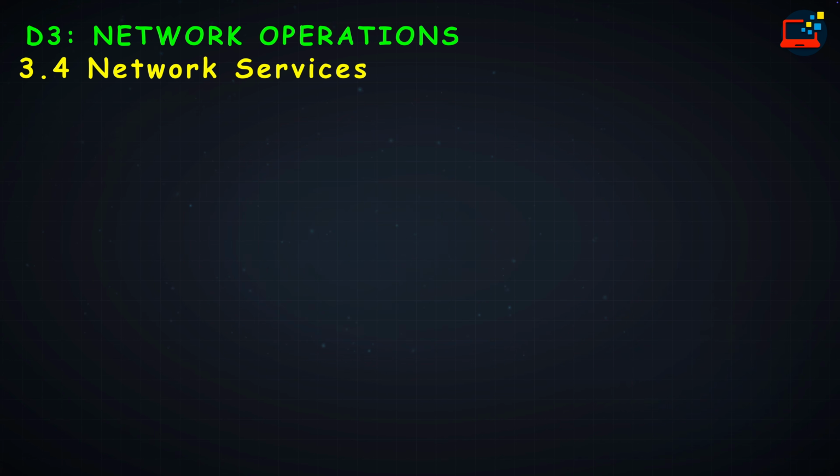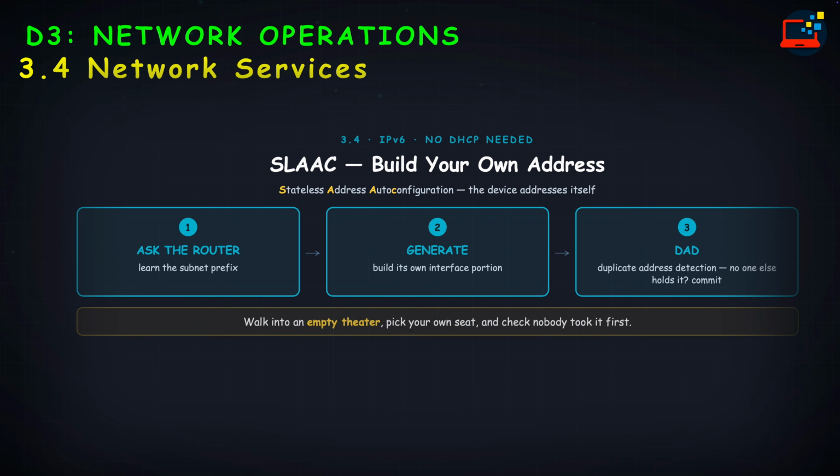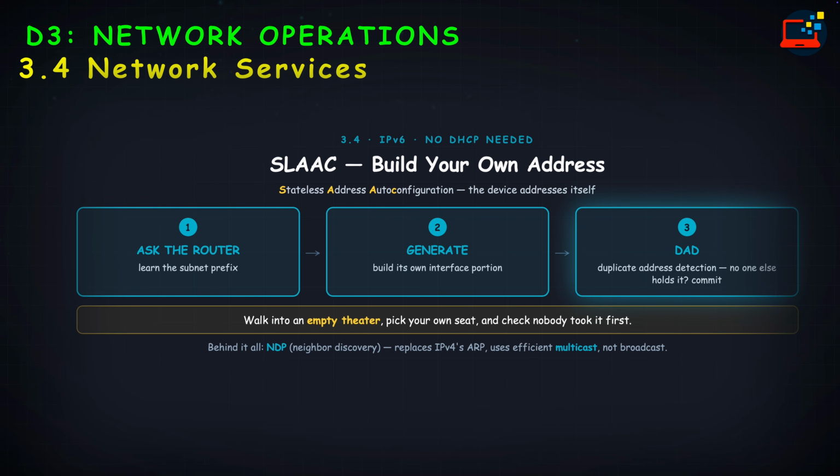One more piece lives here: IPv6 self-addressing. Unlike IPv4, an IPv6 device can build its own address with no DHCP server at all, using SLAAC, Stateless Address Auto-Configuration. The device learns its subnet prefix by asking the local router, then generates its own interface portion, then uses duplicate address detection to confirm no one else already holds that address before it commits. It's a device walking into an empty theater, picking its own seat, and checking that nobody took it first.